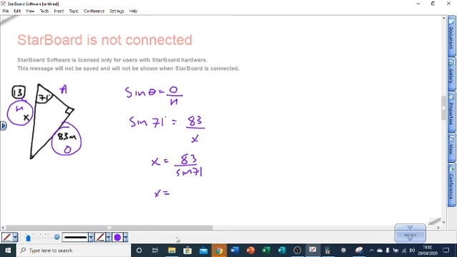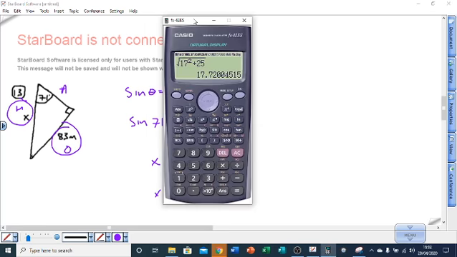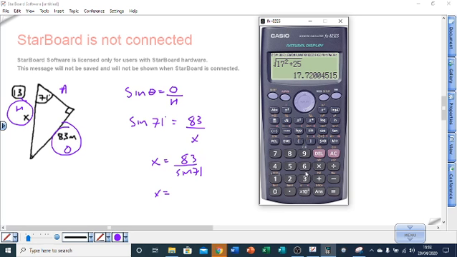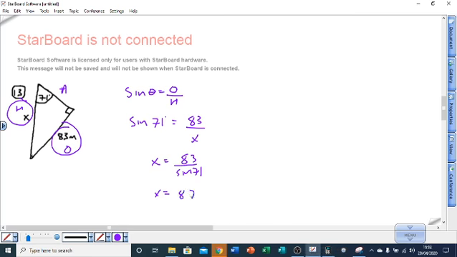So X is equal to 83 divided by the sin of 71. Sin of 71, close brackets, equals, and I get 87.8. 87.8, and the units are meters to 1 dp.